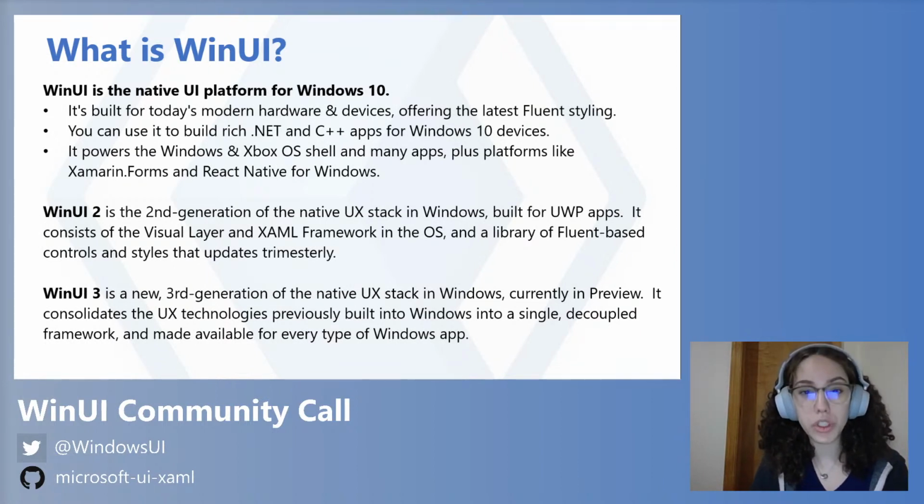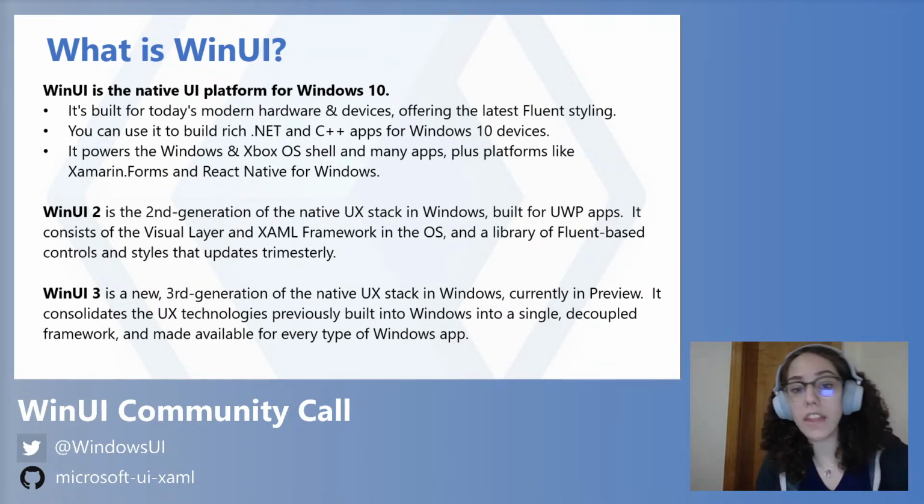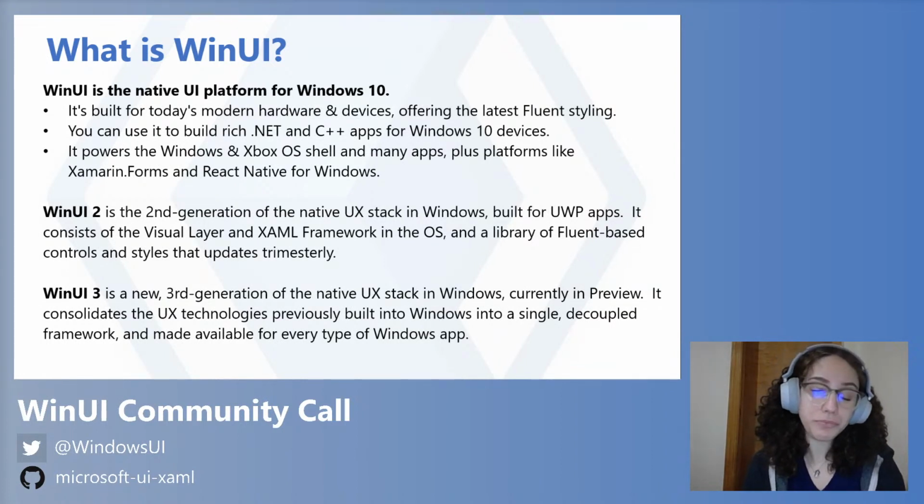So WinUI has two generations. WinUI 2 is the second generation of this native UX stack in Windows, and it is built for UWP apps. WinUI 2 consists of the visual layer and the XAML framework in the operating system, and also a library of Fluent-based controls and styles that get updated trimesterly.